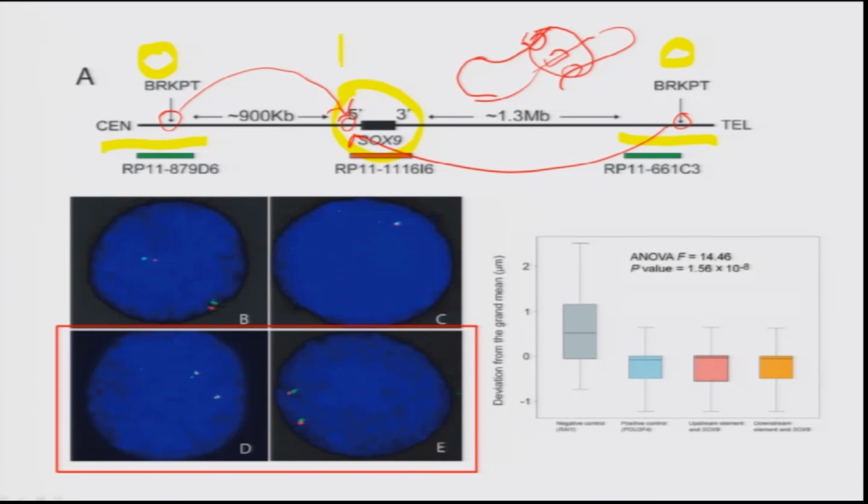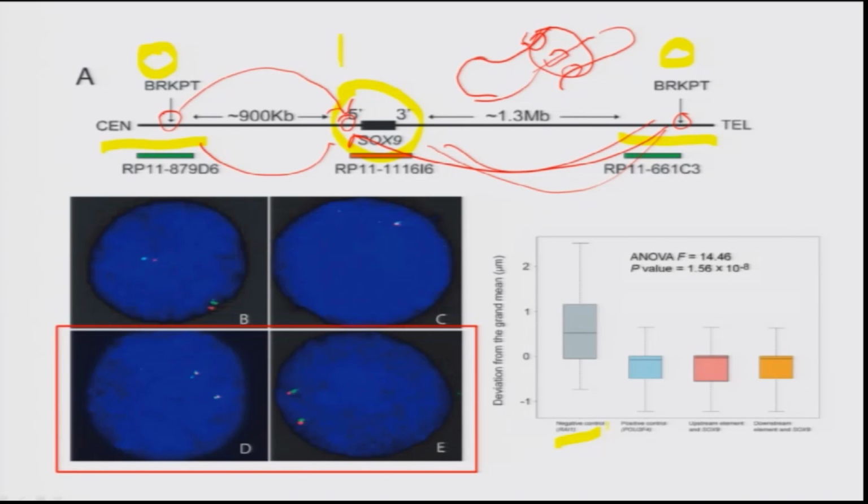If indeed it happens, then if you look for the distance between this and this segment in a cell that is normally expected to function and the SOX9 being expressed, then the distance should be much less as compared to a similar region in some other gene where there are no elements like this. So, that is what was tested in this particular study. What they have done is that they have looked at, for example, a gene.